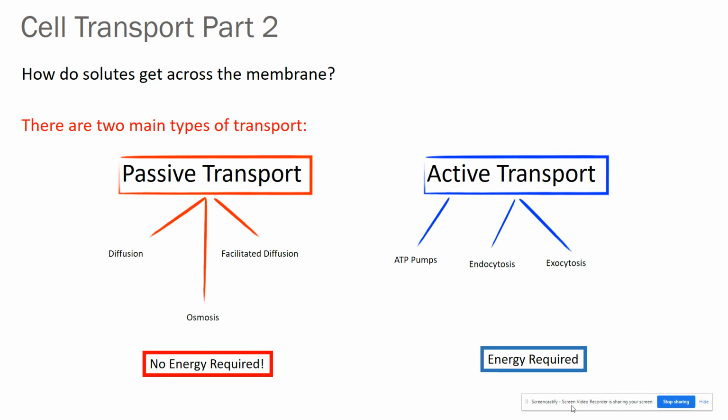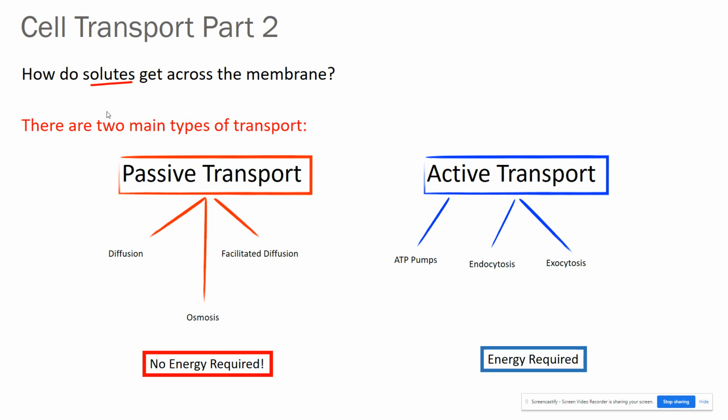And so we have solutes. We also learned these words last time. Solutes are things that are dissolved in the solution of the cell or the solution outside of the cell. And so this might be things like gases and nutrients or minerals or waste that has to get out of the cell. Okay, so there are two main types of transport that you can see here.